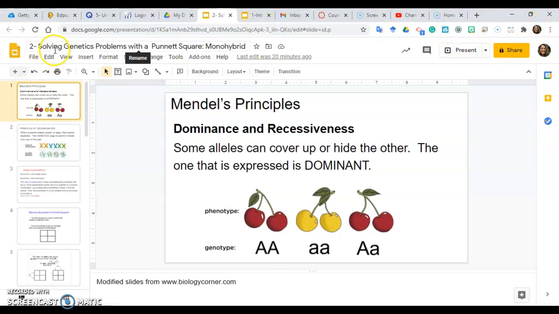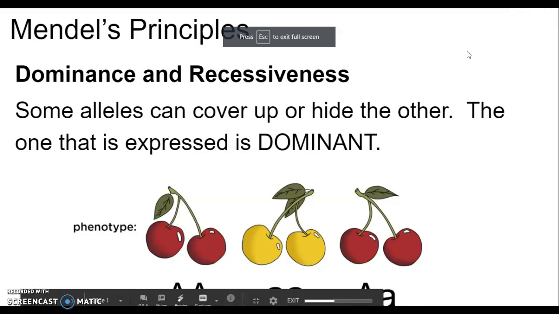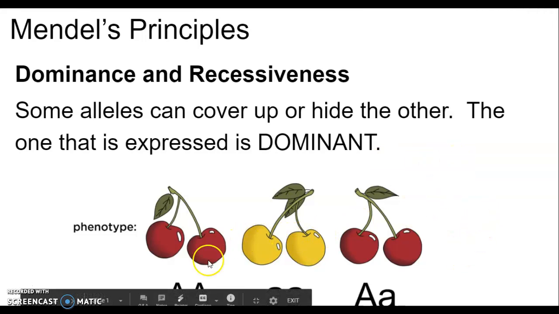So our next topic is solving genetics problems with a Punnett square, and you're going to see the word monohybrid. Mendel's principles stated that some alleles can cover up or hide the other allele. We talked about those terms being dominant and recessive. The word phenotype describes how something physically appears, and genotype is how it actually is, the gene.